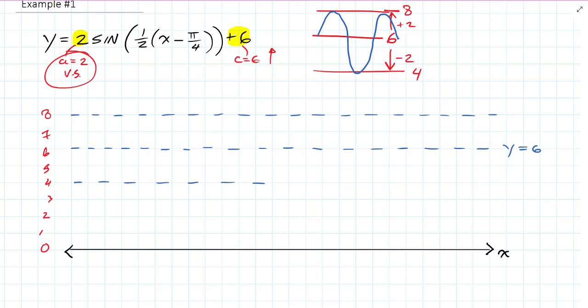Now you don't have to write max each time. Write it here. Maximum is y equals 8. Minimum is y equals 4. Okay, so that's easy to find, right? C value, and then you add and subtract your amplitude from that.